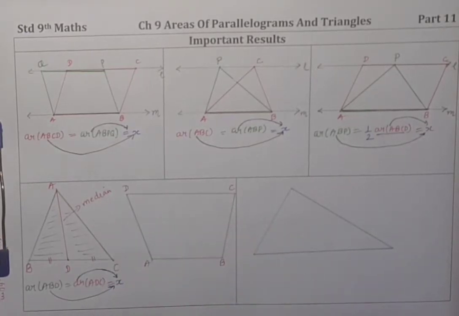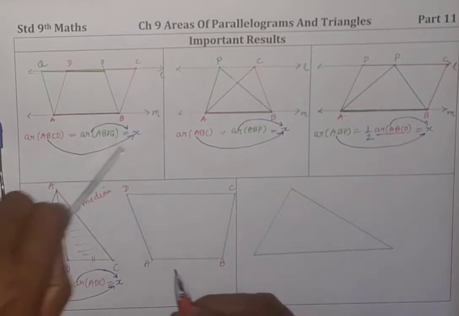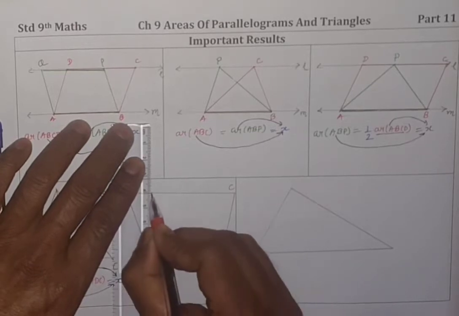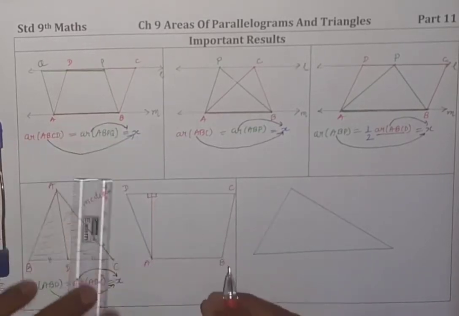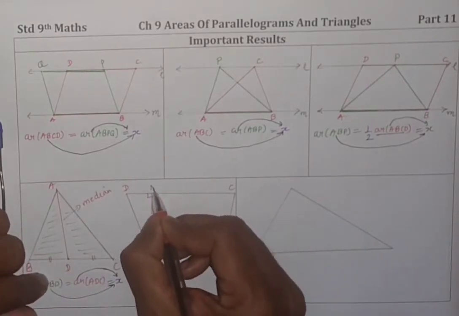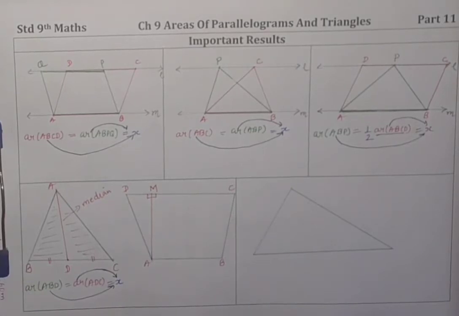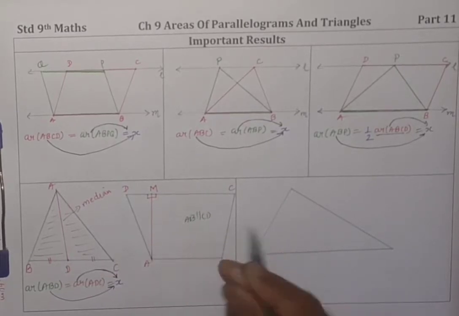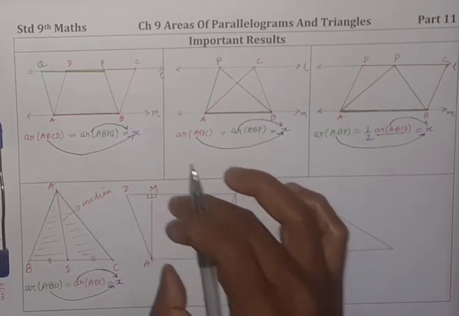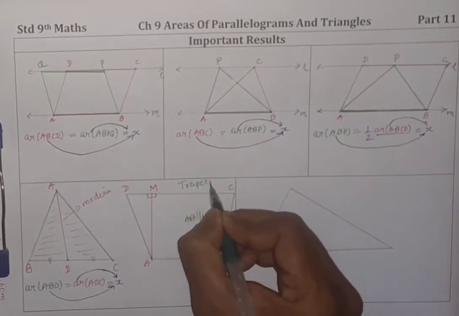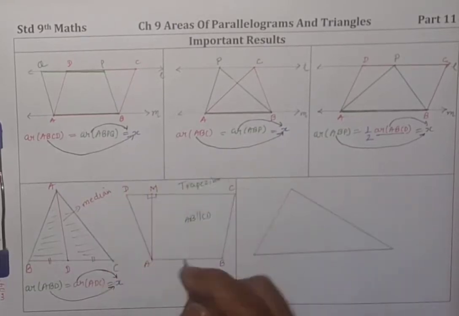Now in the next figure, we have trapezium ABCD. Alright. And from one of the vertices, I draw an altitude on the opposite side. Let's say AM is the altitude. So for the formula to find the area of a trapezium here, AB is parallel to CD. Those are the parallel sides. And AM is the height of the trapezium, that is the distance between the parallel lines.